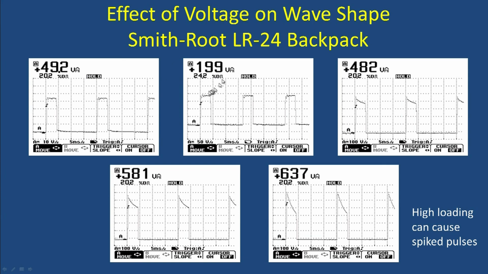The vertical scale has changed, by the way, so be aware of that. There's 10 volts per division on this slide, 50 volts per division there. So anyway, it goes from 50 up to about 637 peak volts being output, and you can see that the waveform starts slanting and becoming spiky, as we call it.